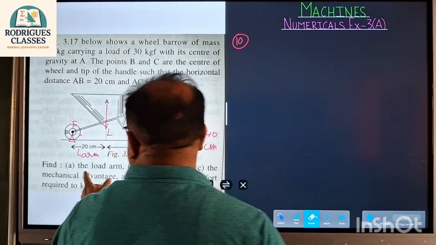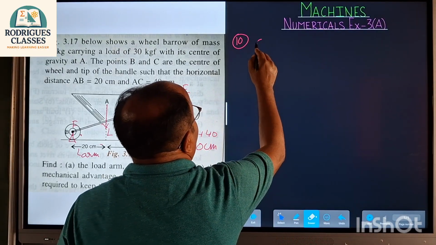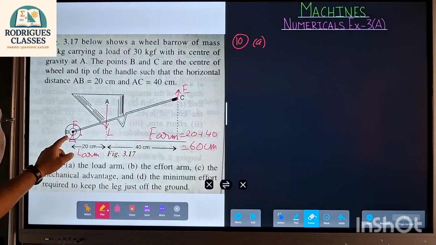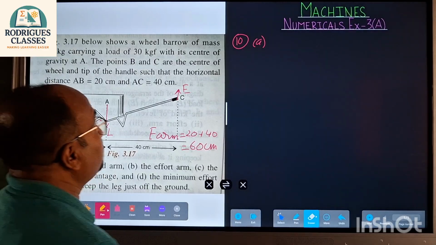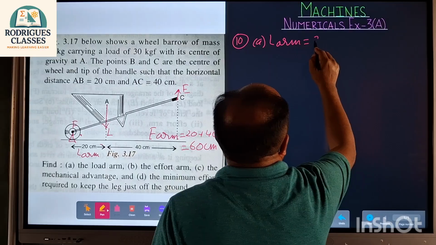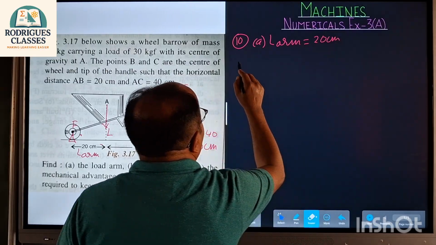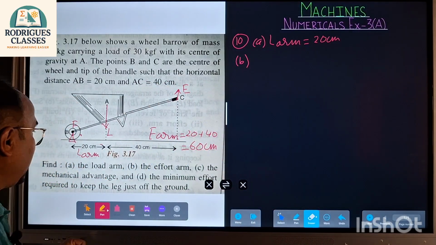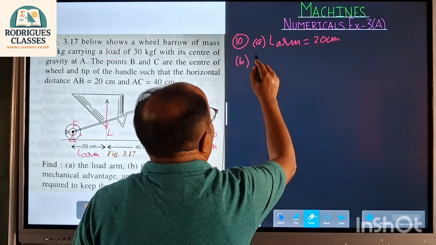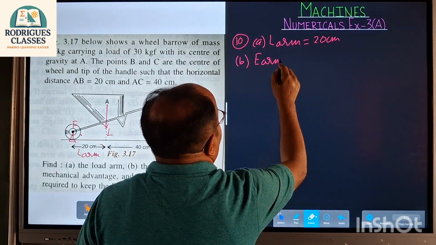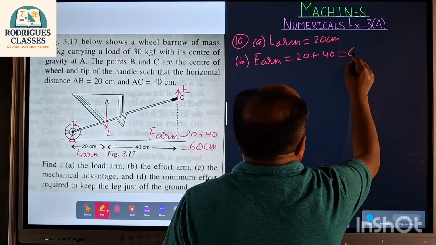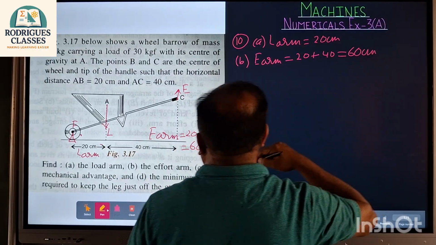So let us start with one by one. So the A part is asking the load arm. Load is here, fulcrum is here. So this is the load arm. So let us write load arm is equal to 20 centimeter. Then the B part. B part says the effort arm, which I have shown here. I will just repeat it over here. Effort arm equals 20 plus 40 equals 60 centimeter.